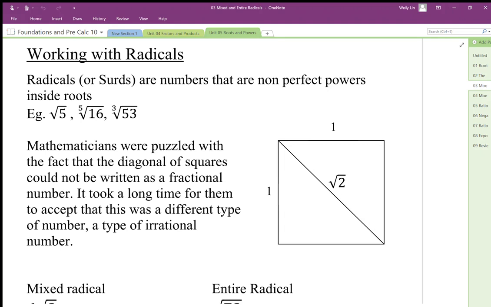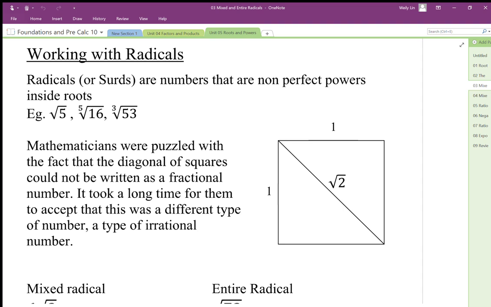Radicals, sometimes known as surds, are numbers that are non-perfect powers inside roots. For example, 5 is not a perfect square. If we put that into a square root, we cannot get a whole number that multiplies by itself to give us 5, or a whole number squared that gives us 5. In fact, we can't even find a fraction that's squared that would give us 5.